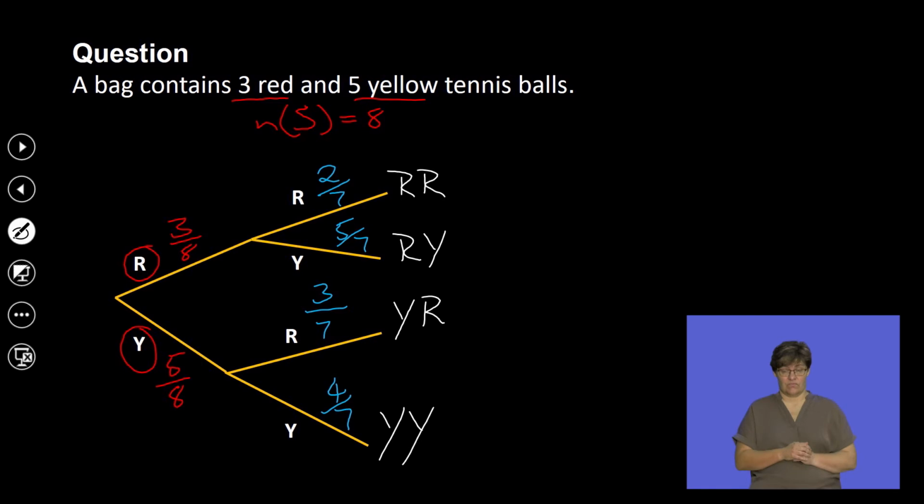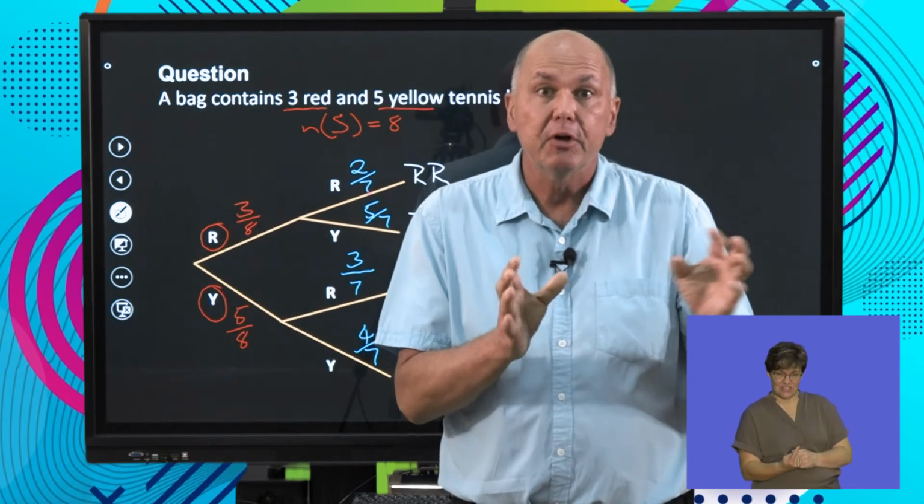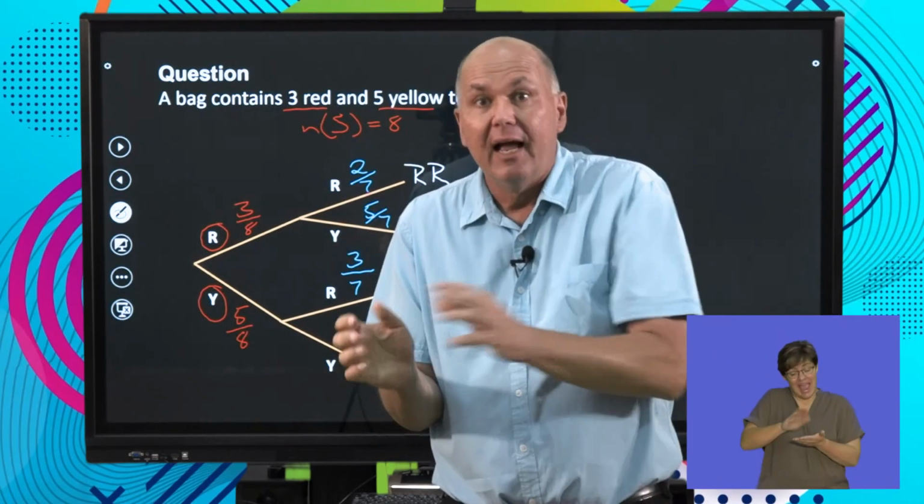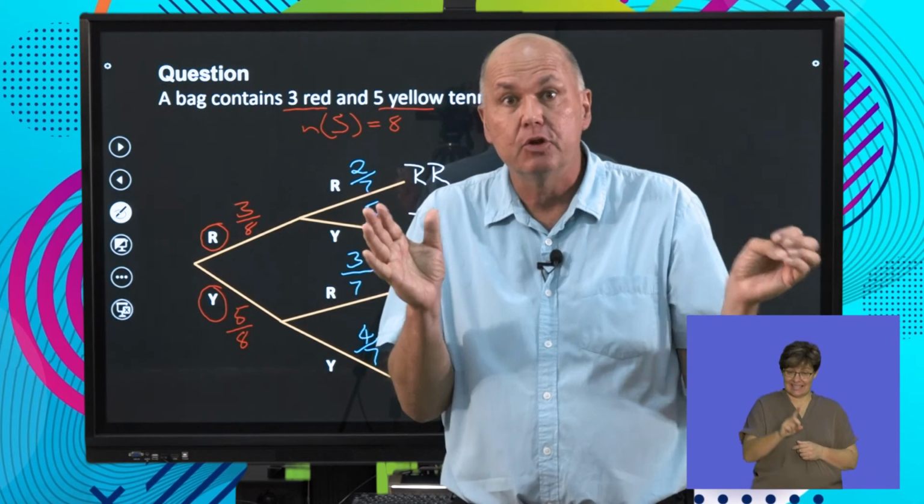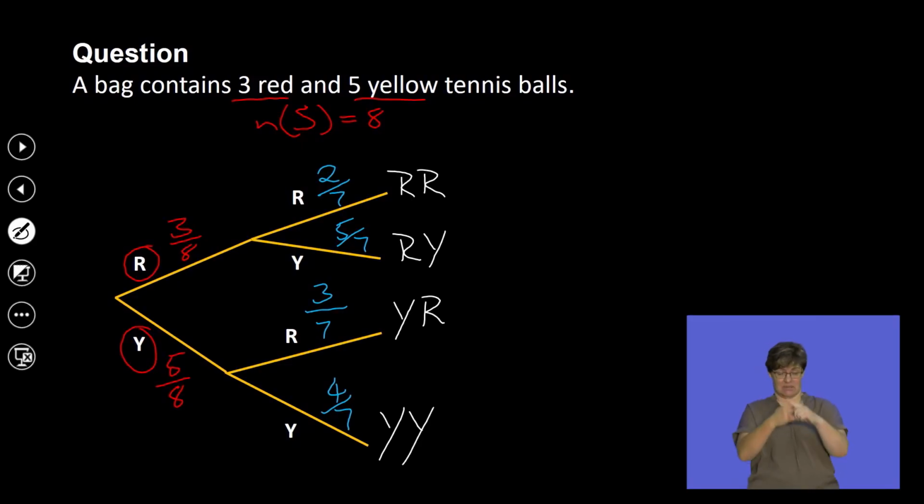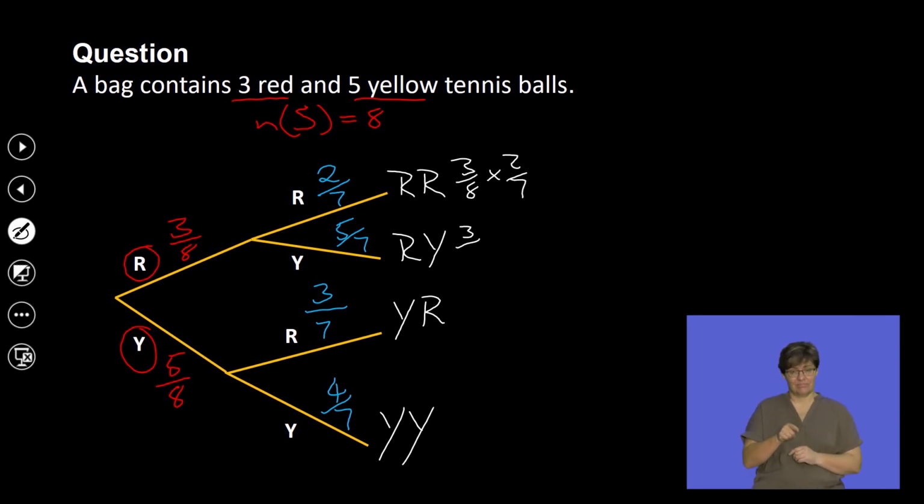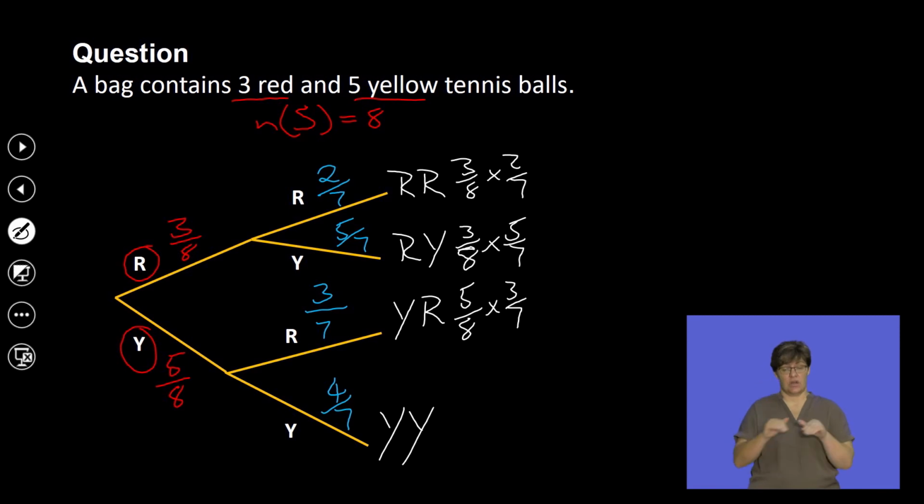So just to help us and to make sure that we understand, how are we going to find the probability of each of those events happening? Because remember, it was this one and that one. And whenever we have an and in a tree, we've got to multiply. And so that's exactly what we're going to do. So the probability here is going to be 3/8 multiplied by 2/7. This one is going to be 3/8 multiplied by 5/7. This one is going to be 5/8 multiplied by 3/7. And this one is going to be 5/8 multiplied by 4/7.